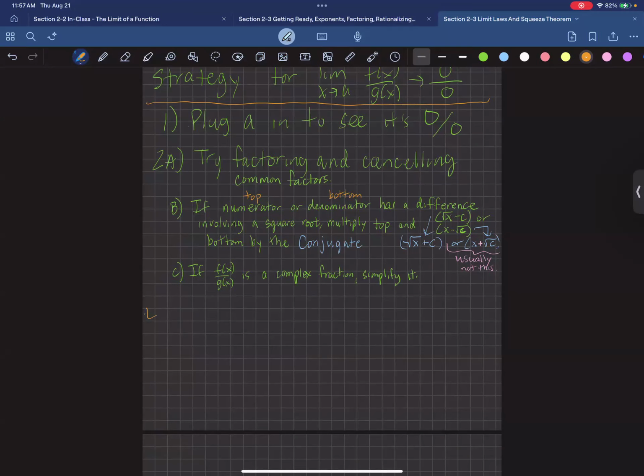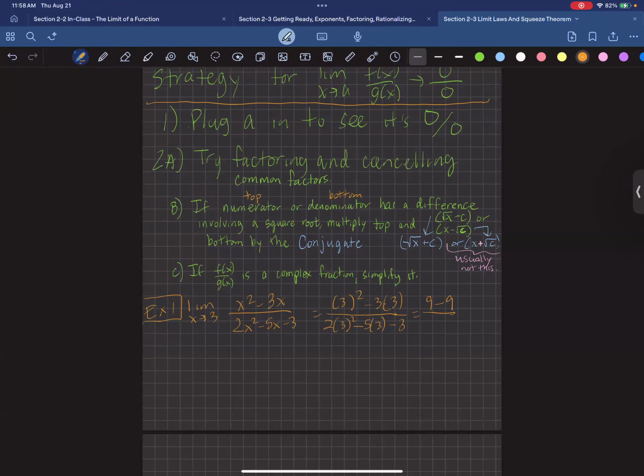So, example 1: limit as x approaches 3 of x squared minus 3x over 2x squared minus 5x minus 3. If I try plugging in 3, I get 3 squared minus 3 times 3 over 2 times 3 squared minus 5 times 3. I said minus, but I wrote plus. This is 9 minus 9 over 18 minus 15 minus 3. This gives us the 0 over 0 problem.